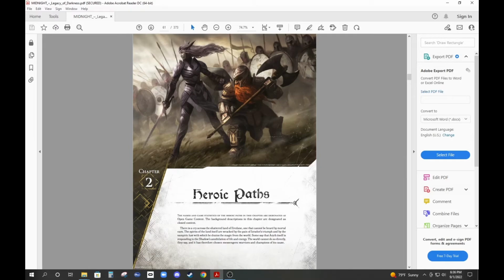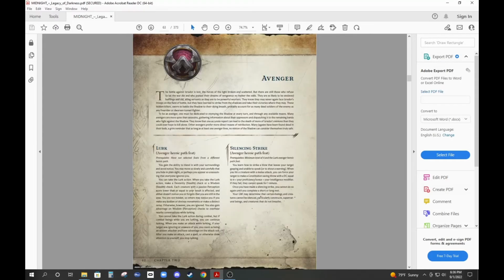So to give you a feel for each of these classes, we're going to go ahead and read the little bit of flavor text given for them. But also just know that each of these classes has very specific feats that you will gain as you play them, delivering more and more on the idea given in this flavor text. So let's go ahead and start with the Avenger.